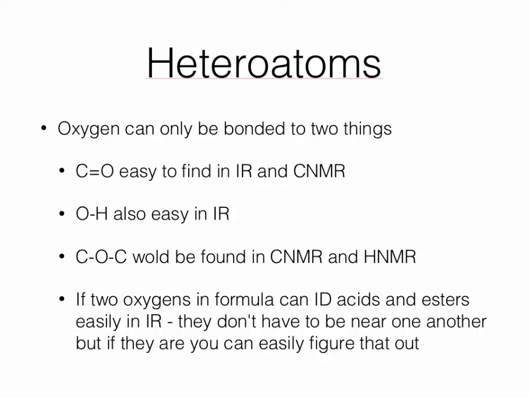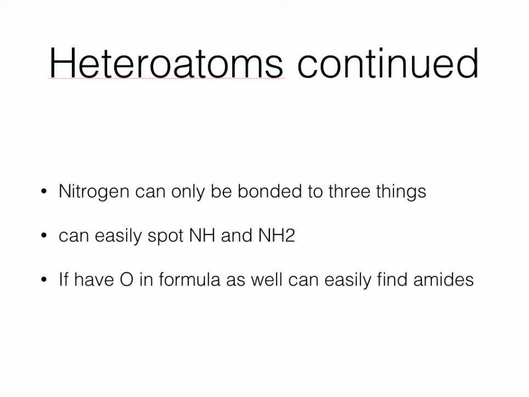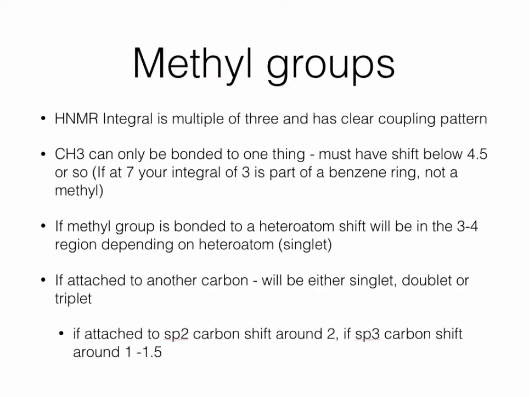If there are 2 oxygens in the formula, you know how to identify acids and esters in the IR. If they are in two very different parts of the molecule, you're going to have combinations of those peaks. And so you'll need to puzzle that out, find out where your oxygens are, and those are very good handles. Nitrogen can only be bonded to three things. You can easily spot NH and NH2. If there's oxygen in the formula, you can also easily find amides. But that'll give you a piece. Starting with your nitrogen, you'll see what other things are attached to it.